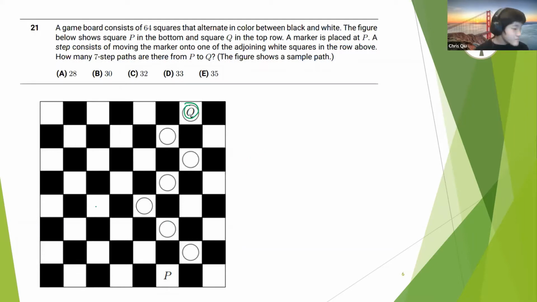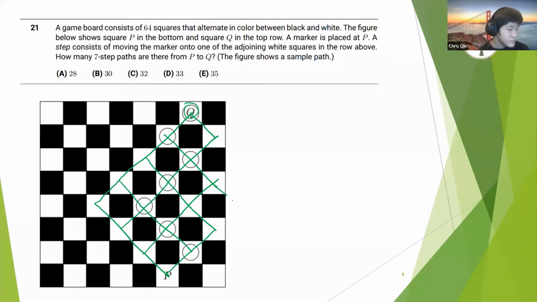Let's first draw out the region where our marker can move. Our marker can go to any of the white squares that are in this grid. We have these white squares, and as you can see, they form a rectangular grid, except there are a few points missing.